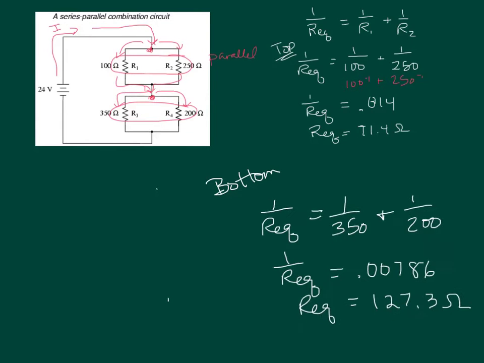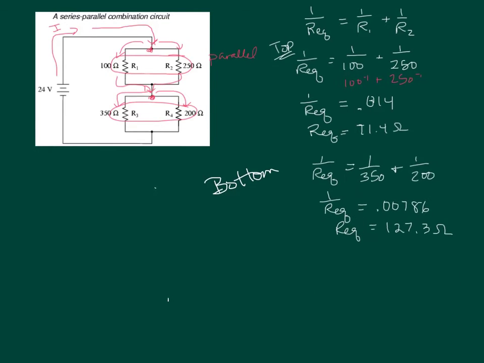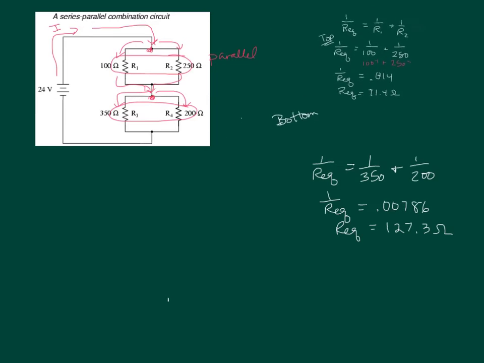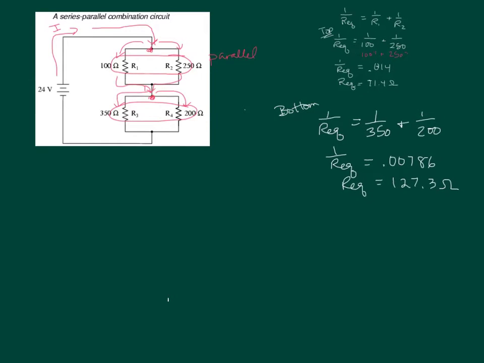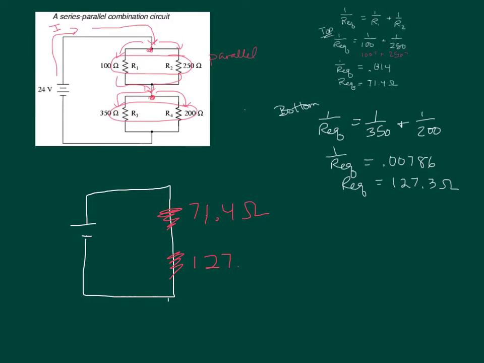Now, don't be lazy. A lot of us are tempted to be lazy. We're going to now redraw our circuit, and where those guys were, we're going to replace them with the resistances that we found. So here's our circuit, and we found that this guy was 71.4, and this guy here was 127.3 ohms.